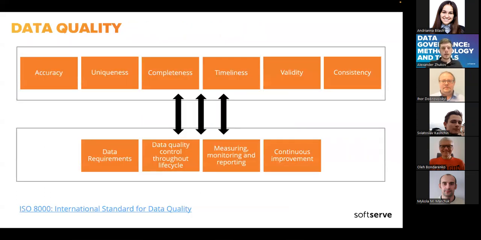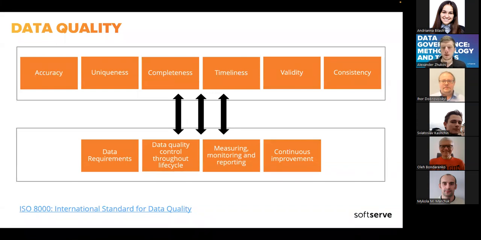Data quality itself is represented by 6 data quality measures, the top dimensions. There are many more, but the most often used is data accuracy, which stands for having proper and accurate data. Each data item should be accurate and represent a real world entity. Uniqueness means that every data item should be unique. There should not be duplicates unless business rules allow this kind of behavior.